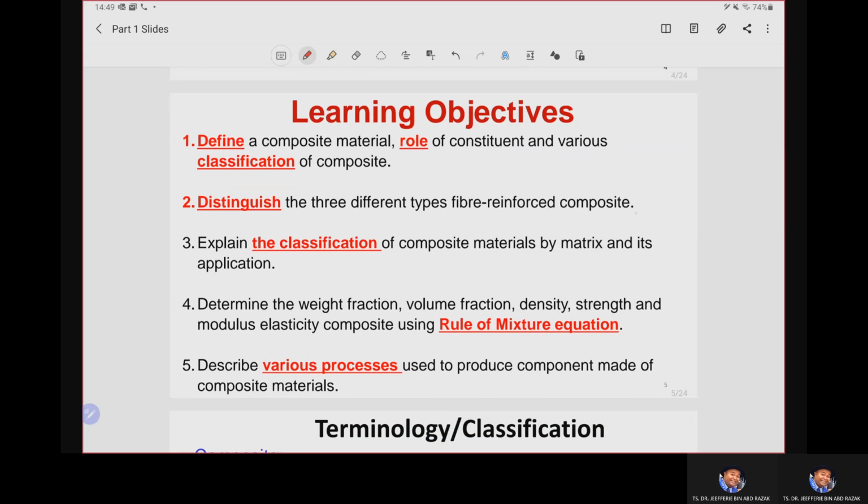The second learning objective is to distinguish three different types of fiber reinforced composite, which we will learn later. Third is on the classification of composite material based on the matrix type: MMC, CMC, and PMC. The fourth is on the utilization of the rule of mixture to estimate the composite properties through calculation. And last but not least, various processing methods to manufacture composite material based products.